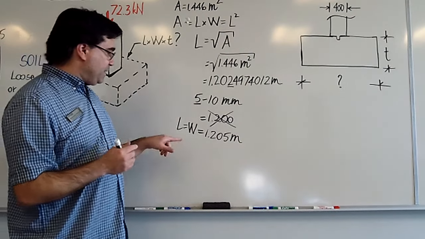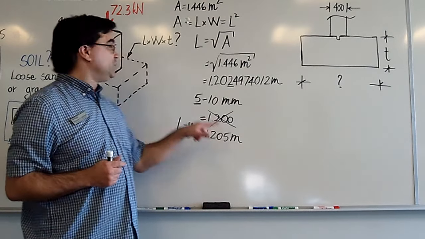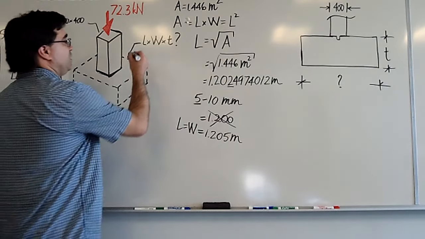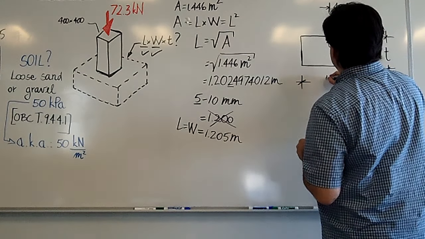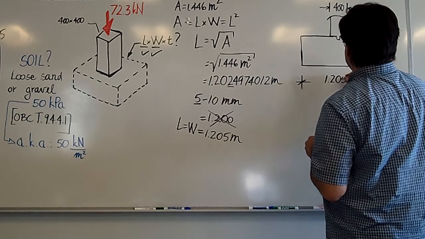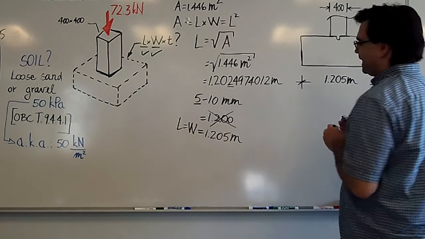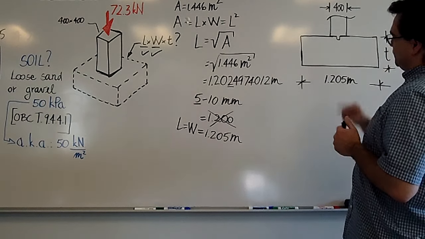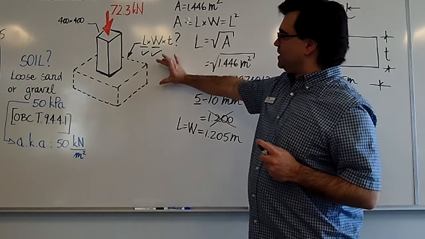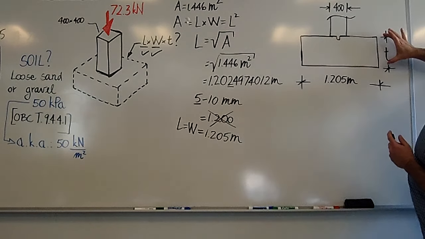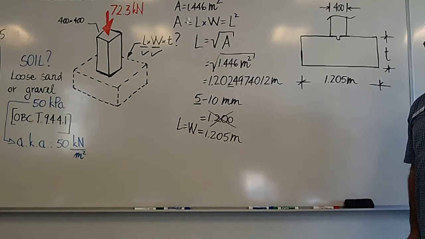Okay, so what we found now is that the length and the width are calculated. We have found these two. So I'm just going to put this in here. I'm going to call it 1.205 meters, like that, for this width. The next thing we have to find is the thickness. What is the thickness of this pad?